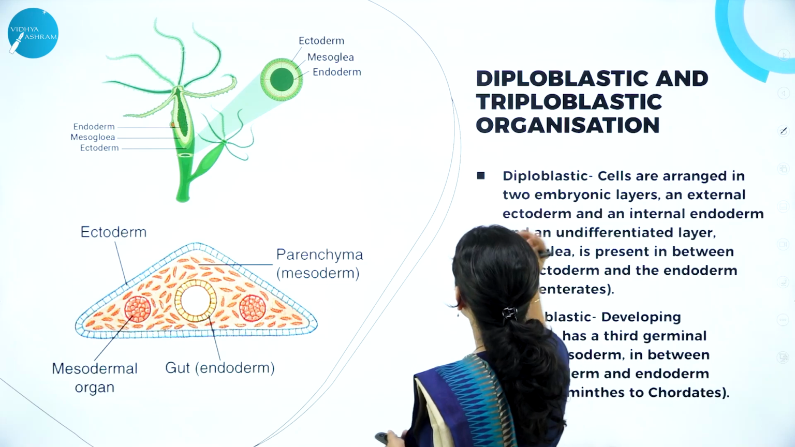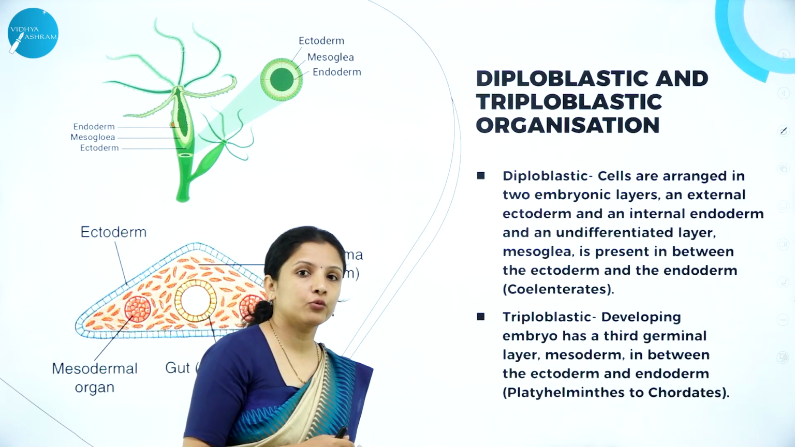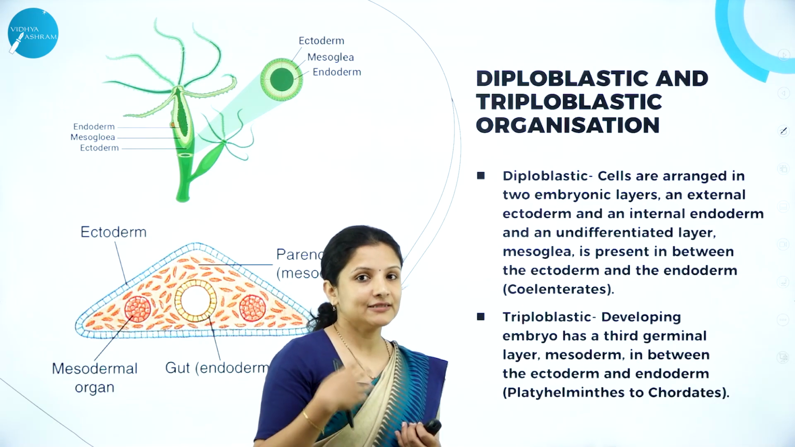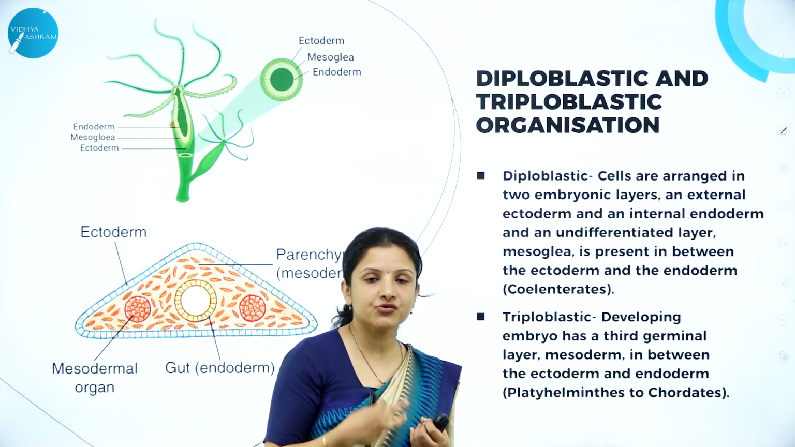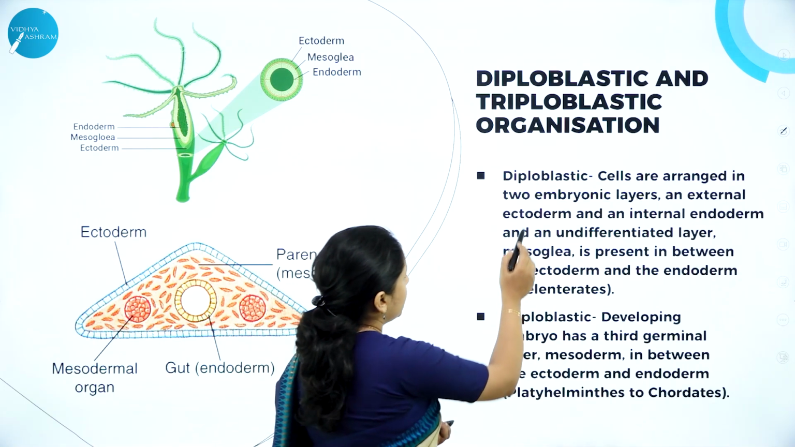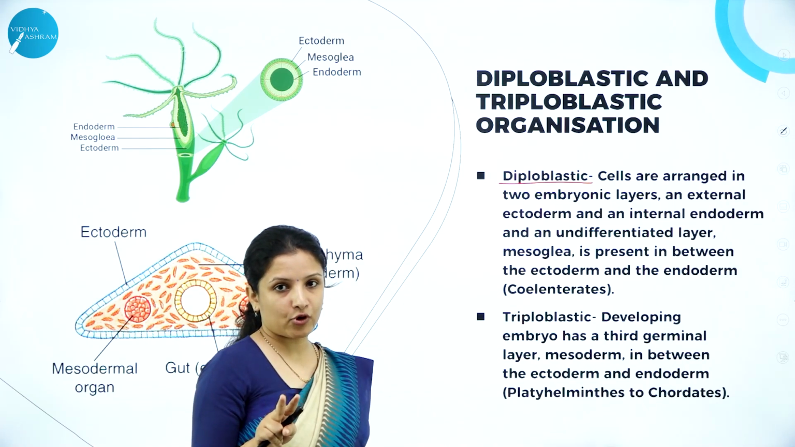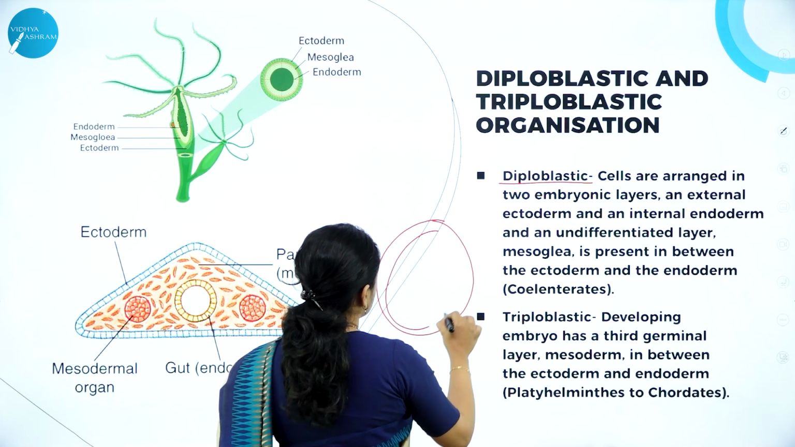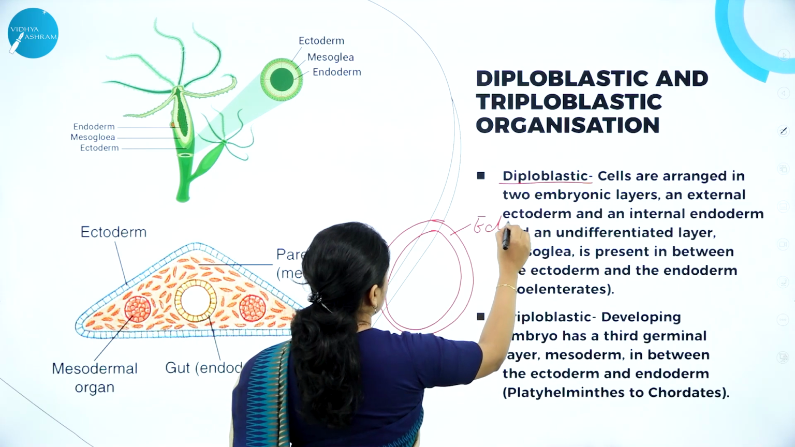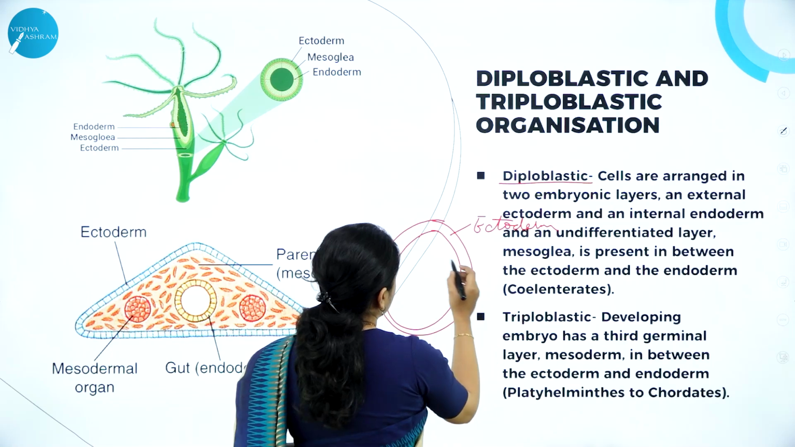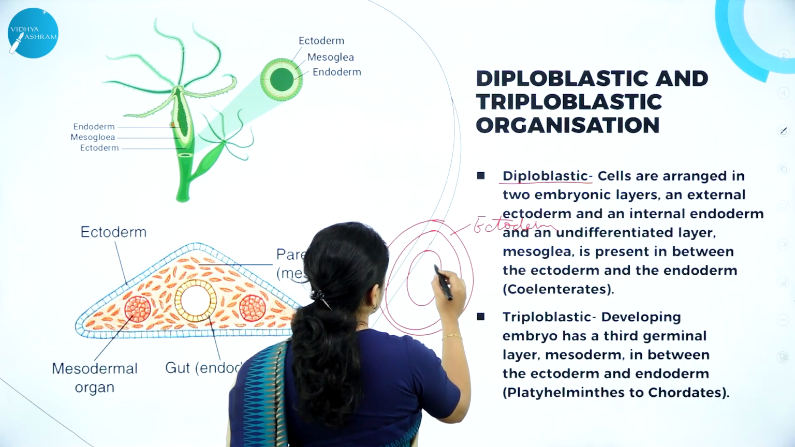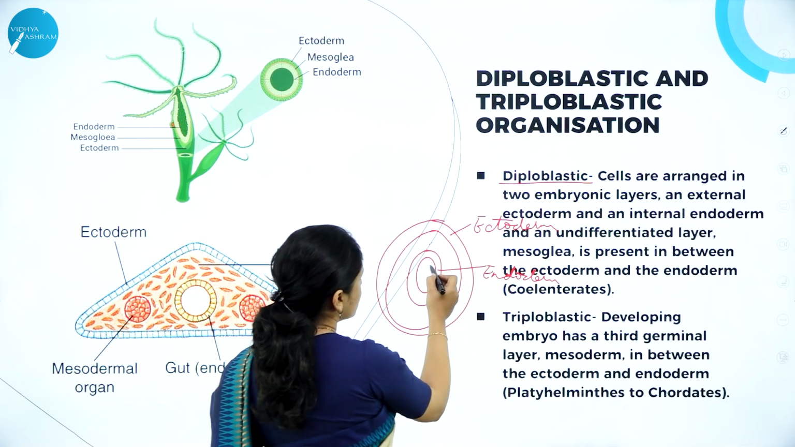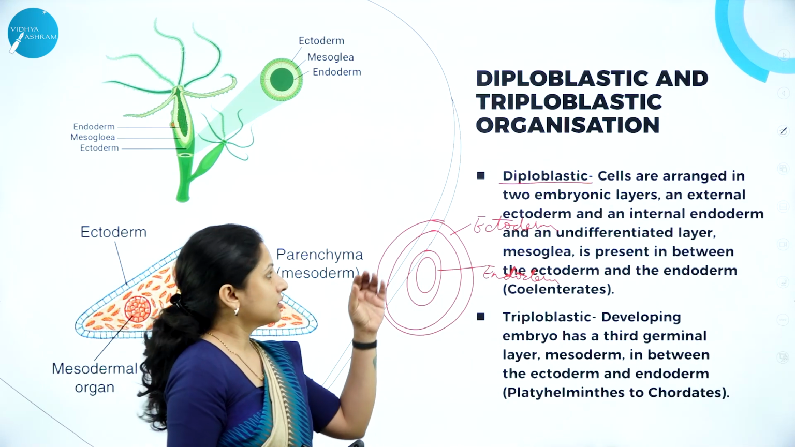So now talking about the cell arrangement, whether it is diploblastic or triploblastic. Are the cells arranged during the embryo development in 2 embryonic layers, or are the cells arranged in 3 embryonic layers? Talking about diploblastic, here the cells are arranged in 2 embryonic layers. I'll draw a cell wherein it has two embryonic layers. This is one layer, which is the ectoderm, and the inner layer, which will form the endoderm. So if they are arranged in two layers, it is called diploblastic.